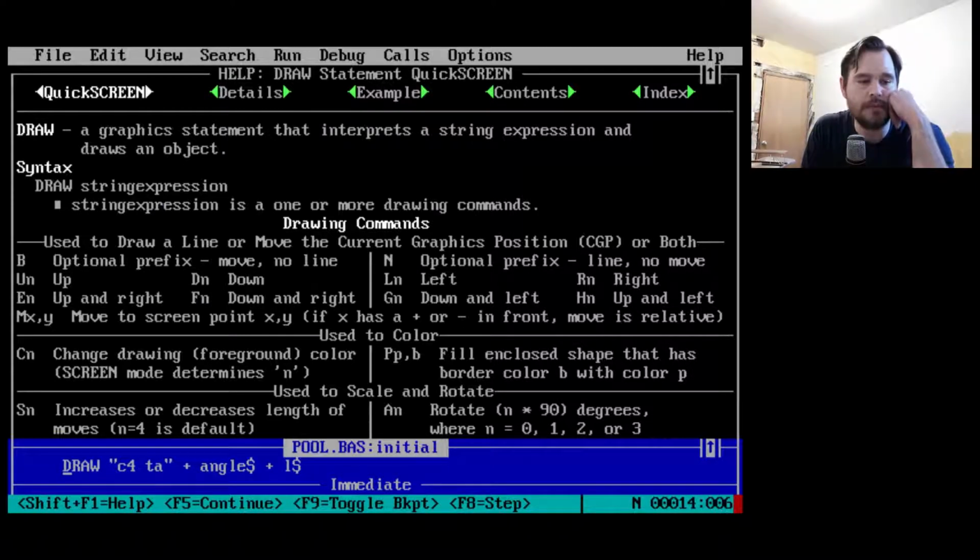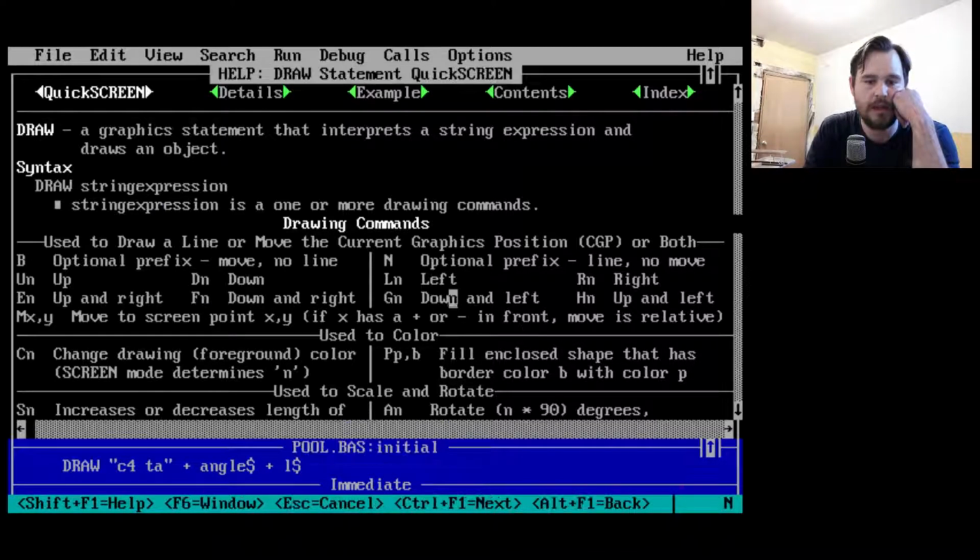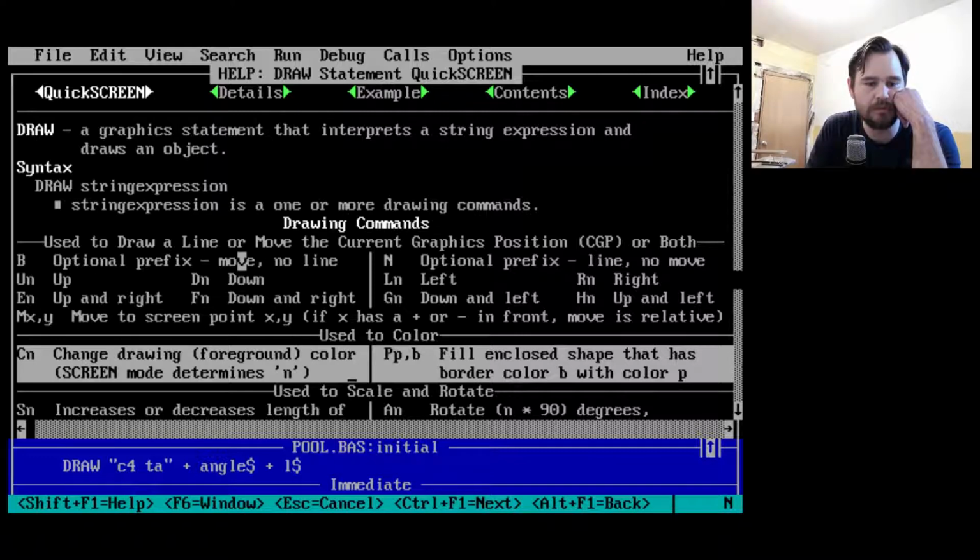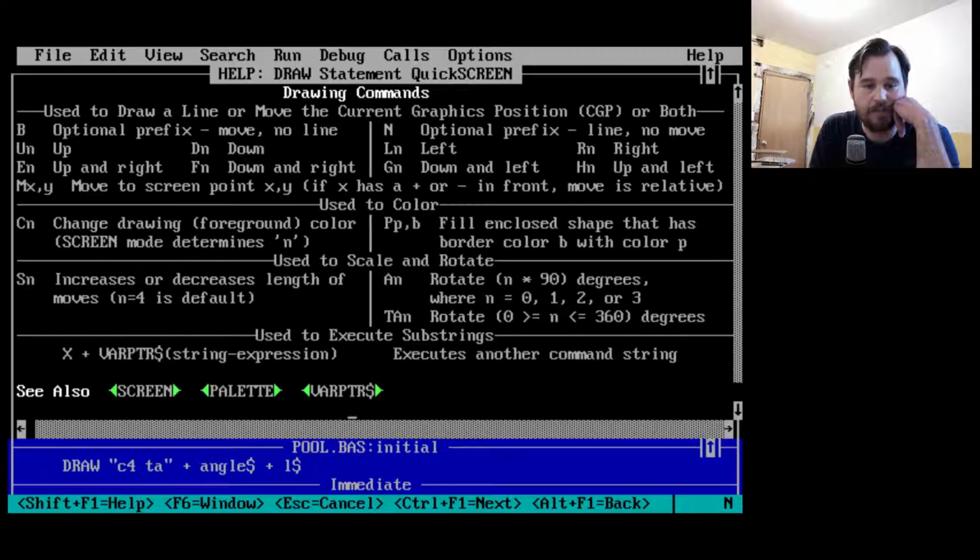So there's so many options to the draw command. We are using the C, so change drawing foreground color. So C4 just means color 4, which is red. So that's fine. And the TA, we want to find the TA. TA, tan, right on. So we can rotate from 0 to 360 degrees.